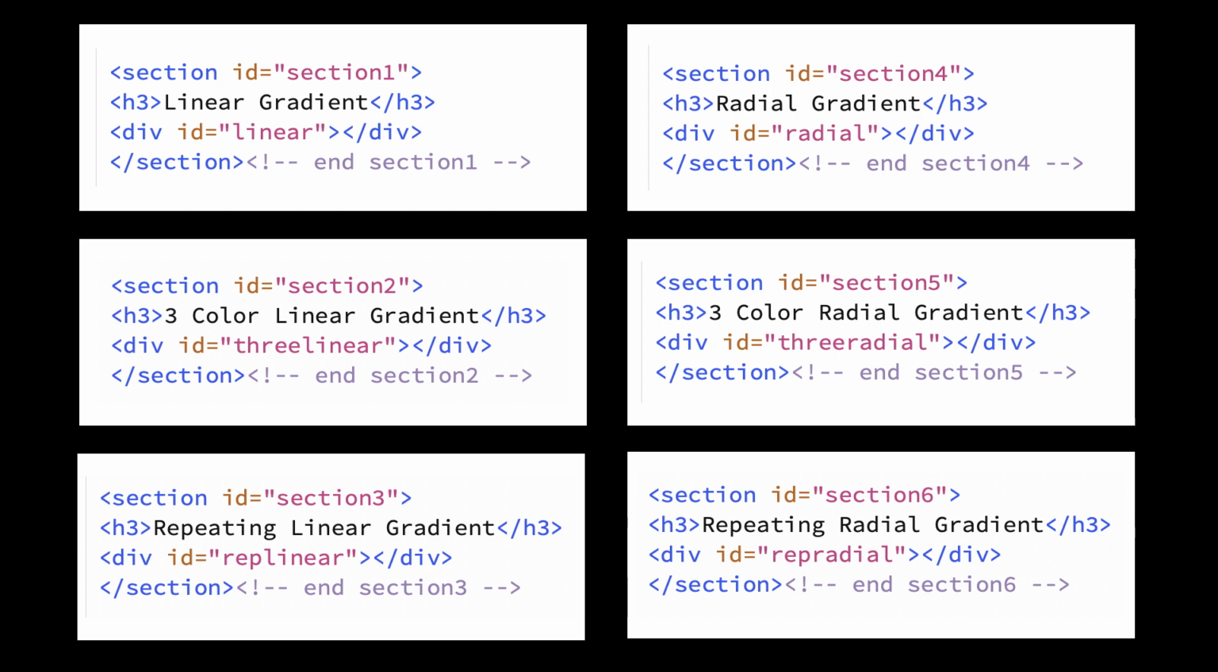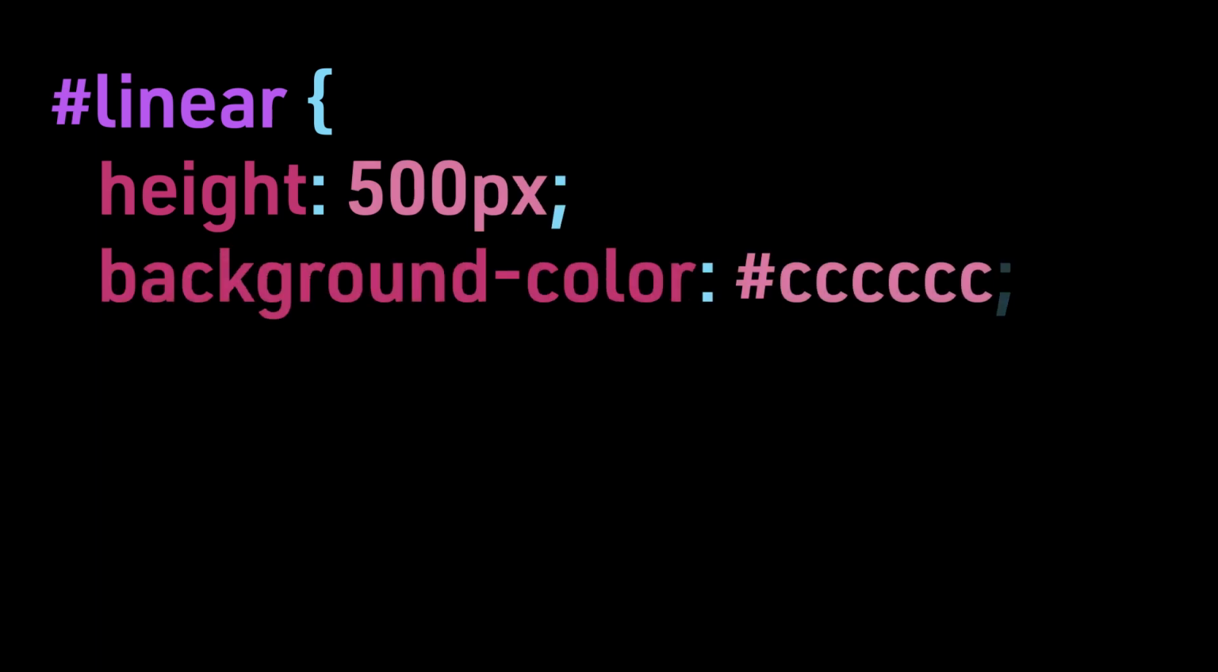Here is the HTML. In each section, we have a div with a unique ID attribute, so we can target that div with CSS to demonstrate different gradient options. First, we will look at a linear gradient with two colors.